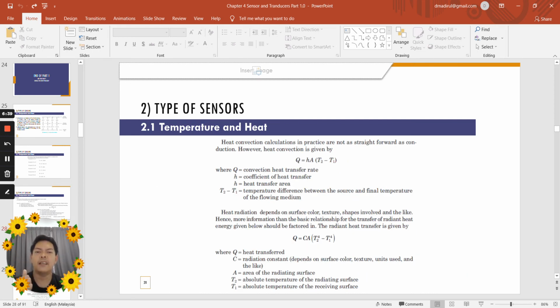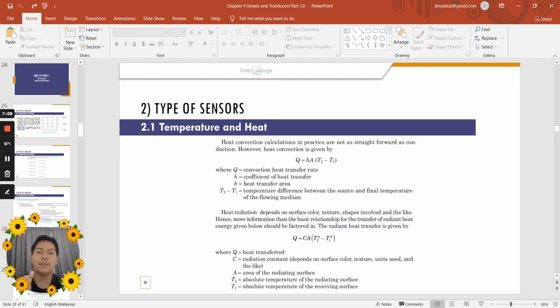Heat convection calculations in practice are not as straightforward as conduction. However, convection is given by the equation below, where Q equals the convection heat transfer rate, H equals the coefficient of heat transfer, A is the heat transfer area, and T2 minus T1 is the temperature difference between the source and the final temperature of the flowing medium.